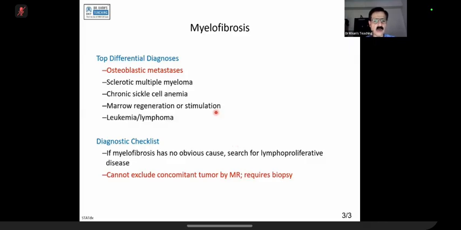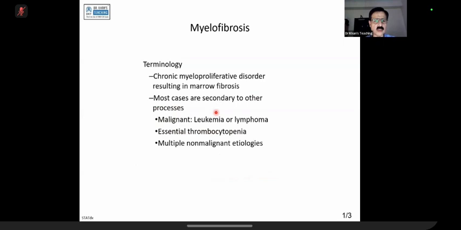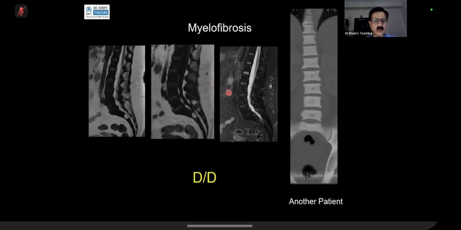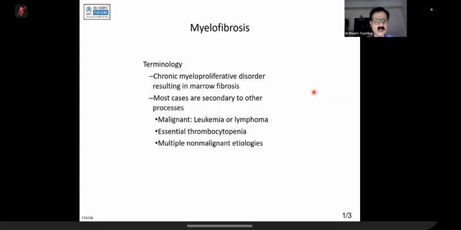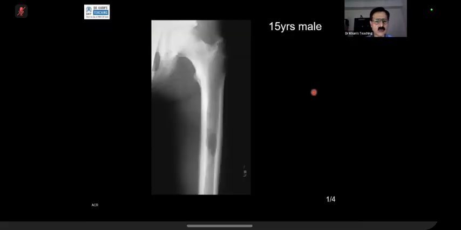But the key point which I wanted to make is to develop your eyes on myelofibrosis. This is also in the differential diagnosis of diffusely increased bone density. This is in the differential diagnosis of that.